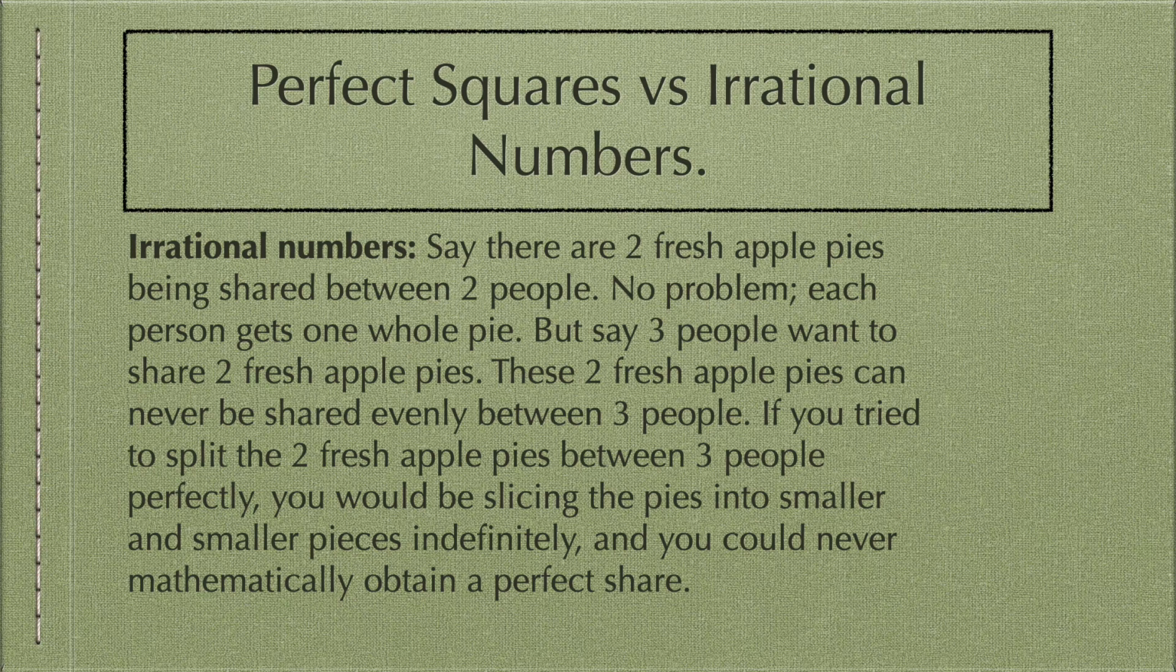But say 3 people want to share 2 fresh apple pies. These 2 fresh apple pies can never be shared evenly between 3 people. If you tried to split the 2 fresh apple pies between 3 people perfectly, you would be slicing the pies into smaller and smaller pieces indefinitely, and you could never mathematically obtain a perfect share.